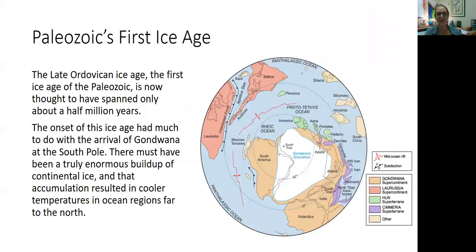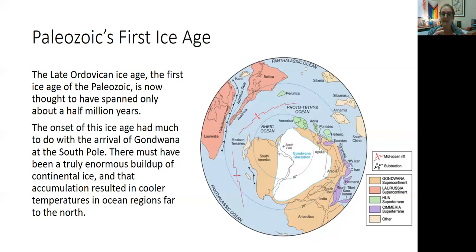At this point, we get the Paleozoic's very first ice age. Right? Now, it's not the first ice age ever, it's just the Paleozoic's first ice age. Around this time, Gondwana, remember I told you to remember Gondwana, that was the continent that broke apart from that supercontinent, and it contains what we now call South America, Africa, Antarctica, India, and Australia. They were all together into one continent, which we call Gondwana. And during the late Ordovician, Gondwana was actually situated over the South Pole.